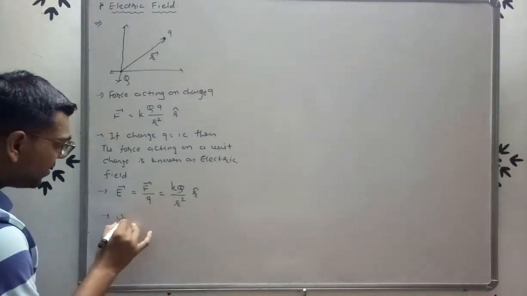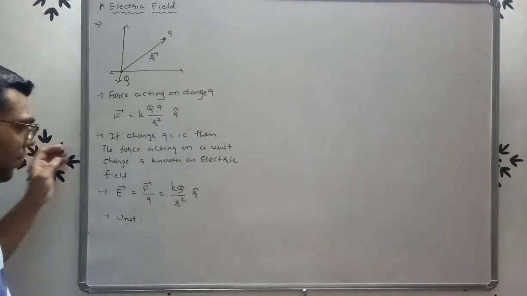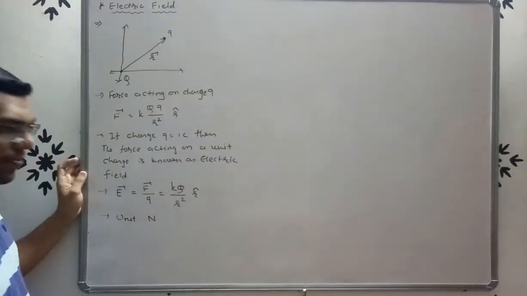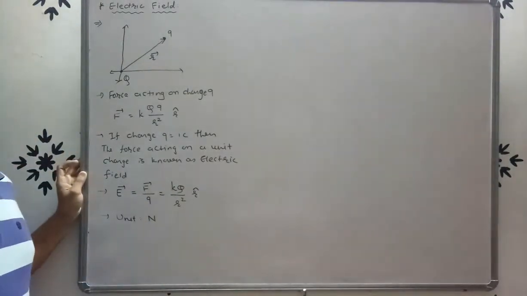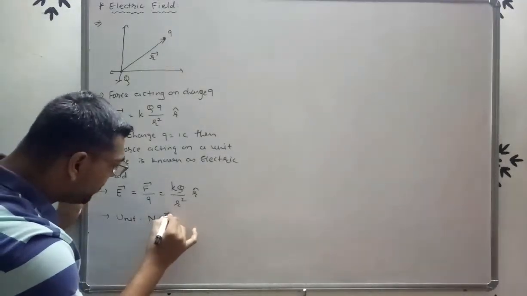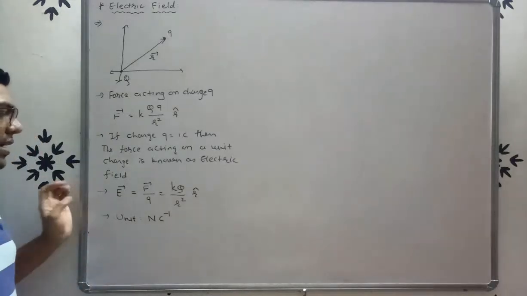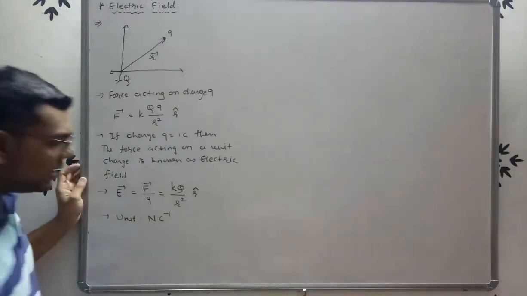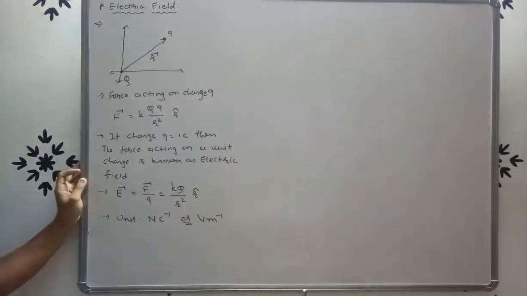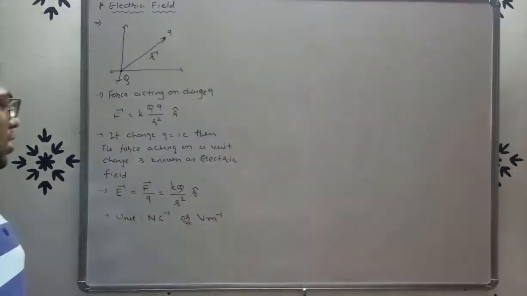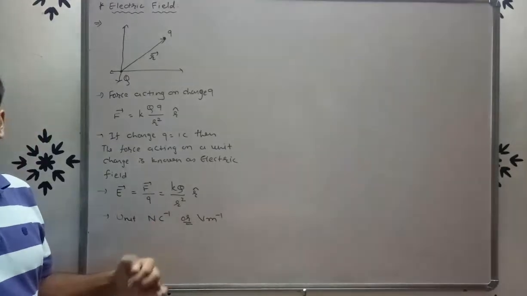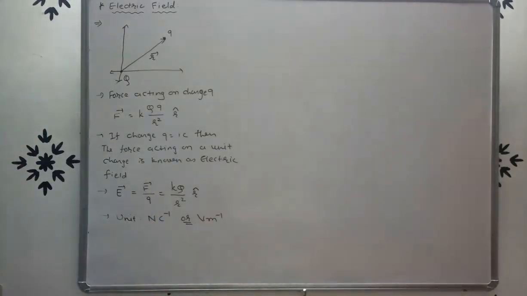The unit of electric field: the unit of force is Newton, upon q, the charge, and the unit of charge is coulomb. So Newton per coulomb. So the unit of electric field is Newton coulomb raised to minus 1, or you have to remember another unit, volt per meter. So the unit of electric field is Newton per coulomb, or we can say volt per meter.